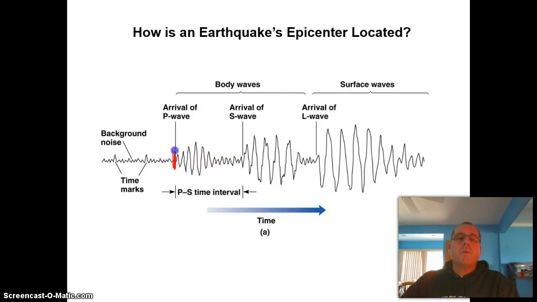That's the arrival of the first P wave, and then the time difference between that and the arrival of the first S wave. So really, in between these two lines right here, that's called lag time. And if we know the lag time, we can tell how far away the seismometer is from the epicenter of the earthquake.